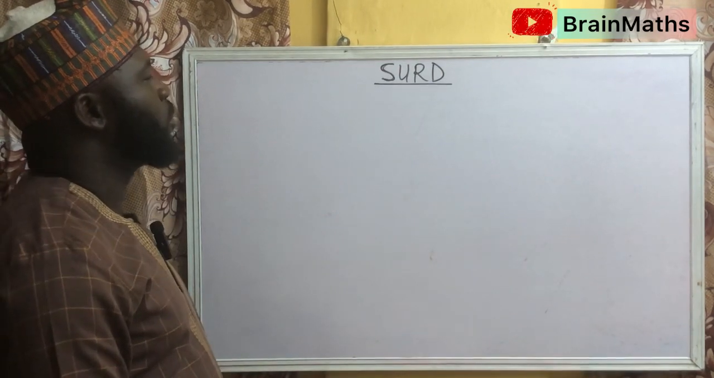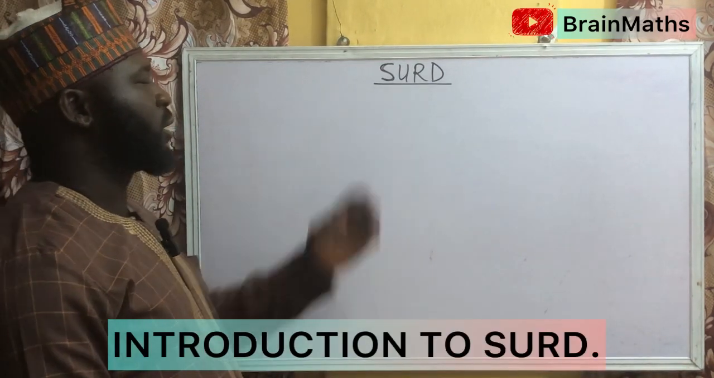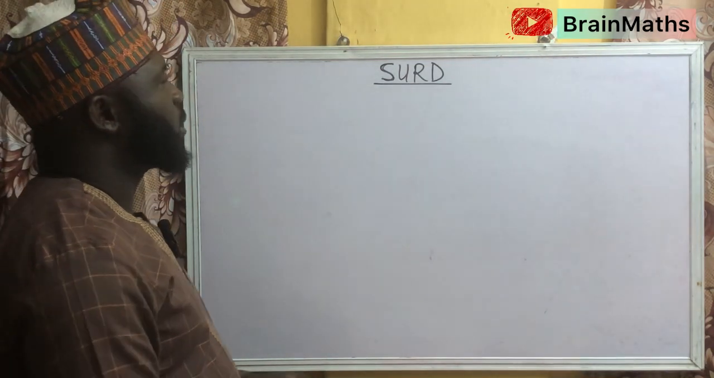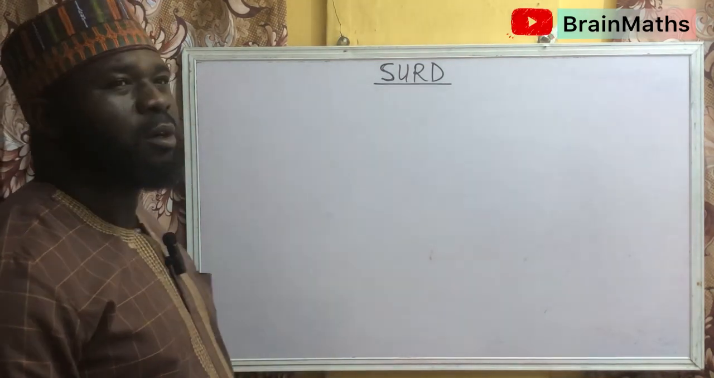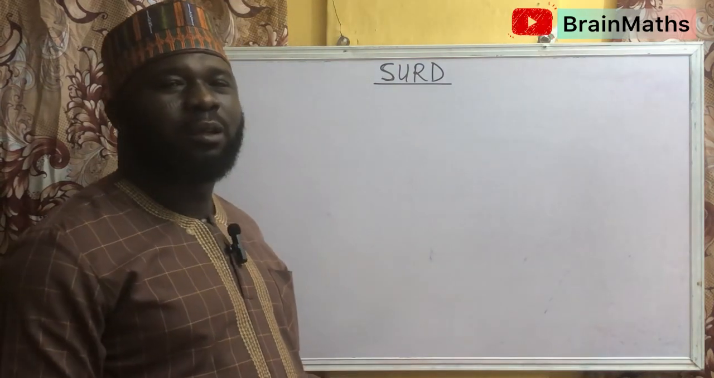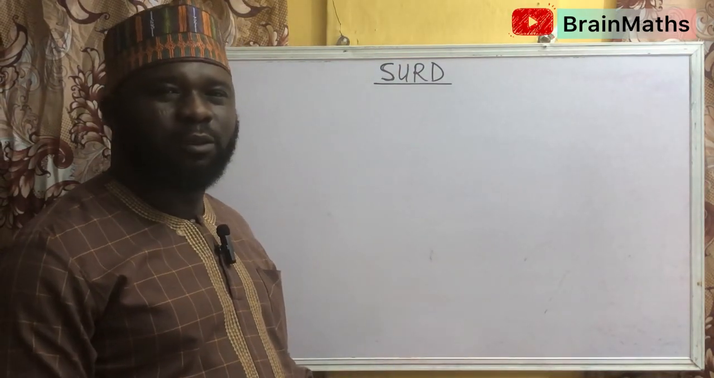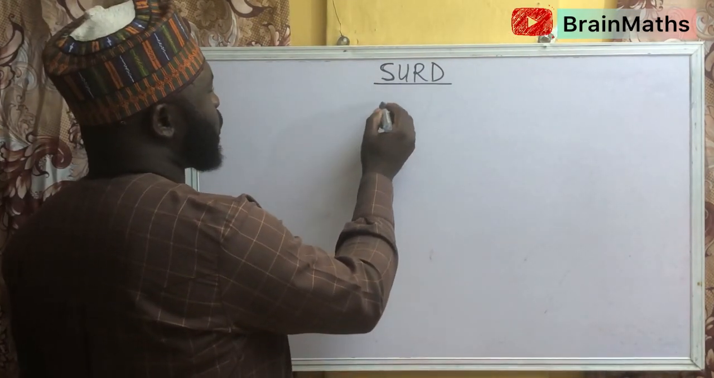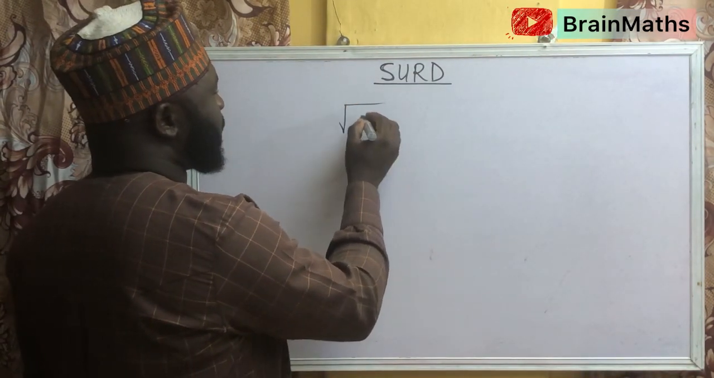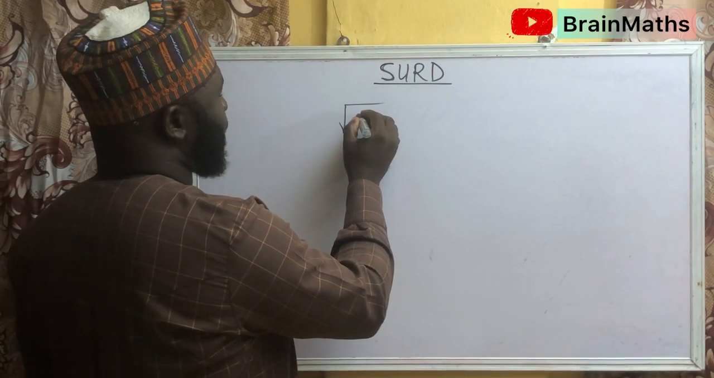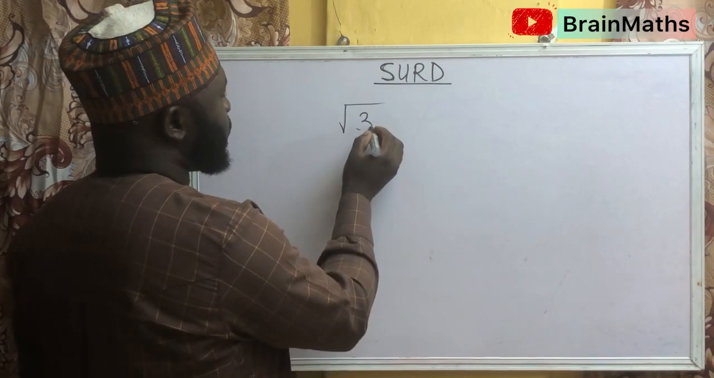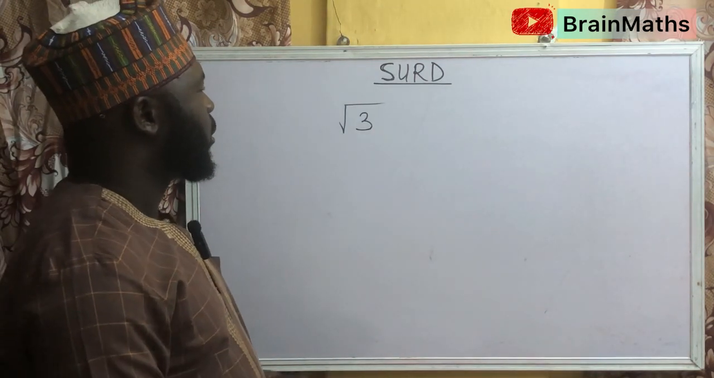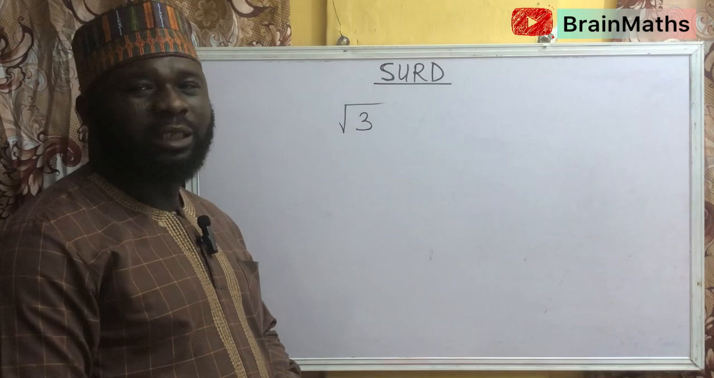In this video, we want to look at SURD. What is SURD? SURD is the mathematical way of writing numbers that are not perfect roots. That is, if you are given the square root of a positive number like 3, and you want to express this in a mathematical form.